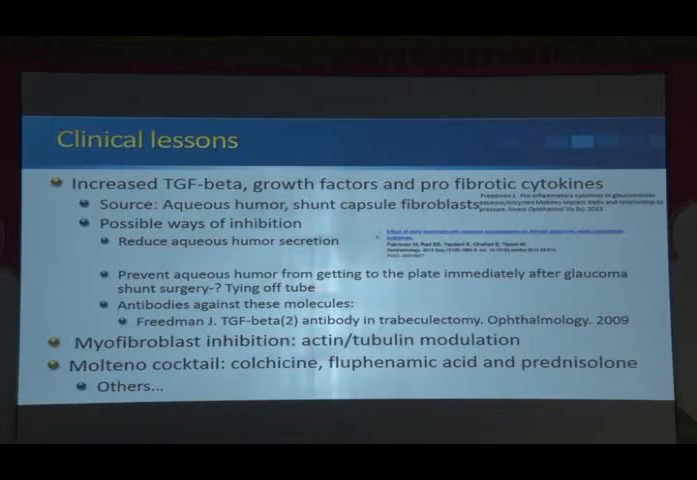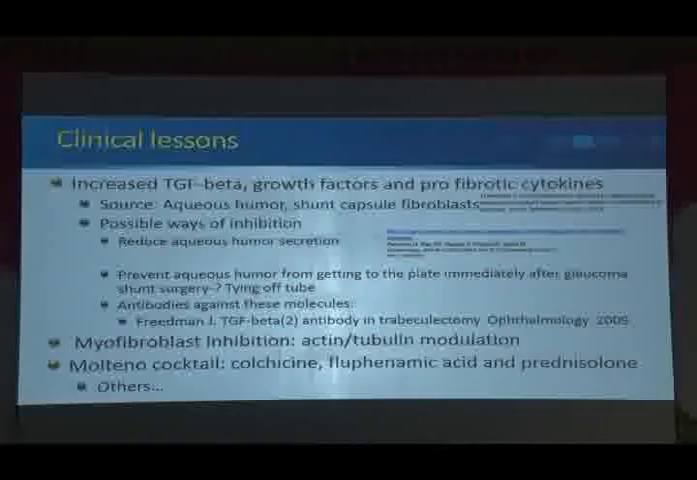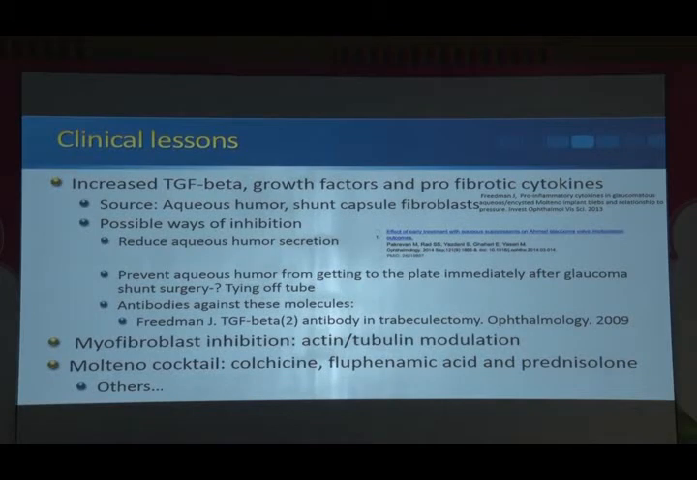How about using antibodies against TGF-beta? Many of you who are old enough in this audience probably remember the CAT-152 study, where they used a TGF-beta antibody to try and prevent scarring in trabeculectomies. It failed, and the study didn't reach its endpoint. Many reasons for that. How about myofibroblast inhibition, having medications that work on actin tubulin modulation?